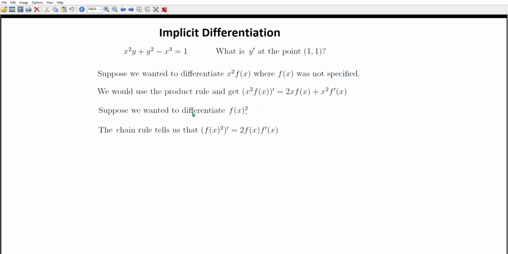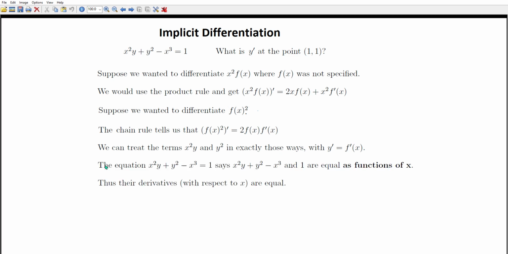Suppose we also wanted to differentiate f of x quantity squared. Now, this is a composition of functions. The chain rule tells us that the derivative would be, well, the outside function is a squaring function, so 2 f of x to the first times the derivative of the inside function, f prime of x. Now, what does that have to do with our problem? Well, the answer is this term and this term can be treated exactly that way if we think of y prime as f prime of x and y as f of x.